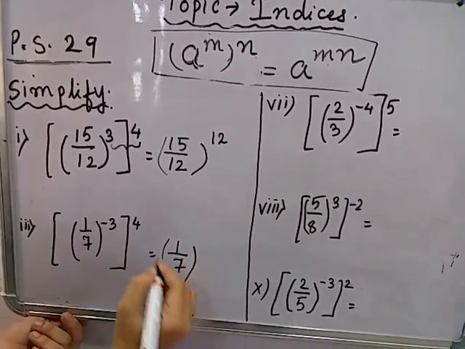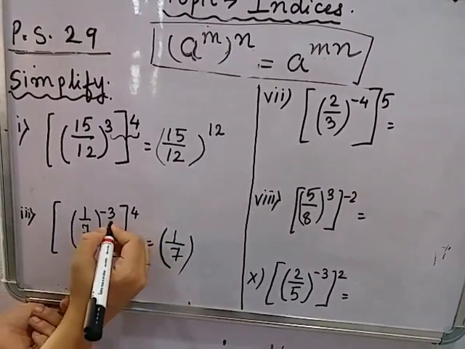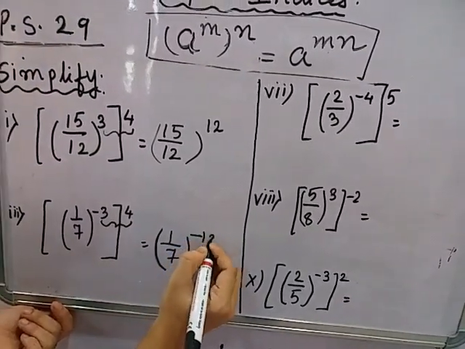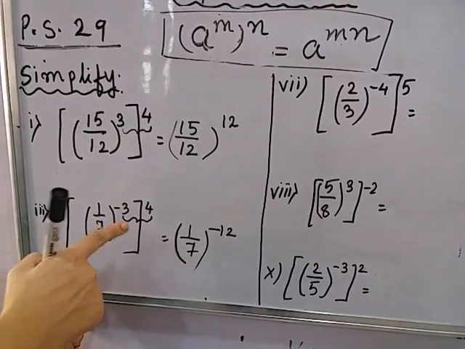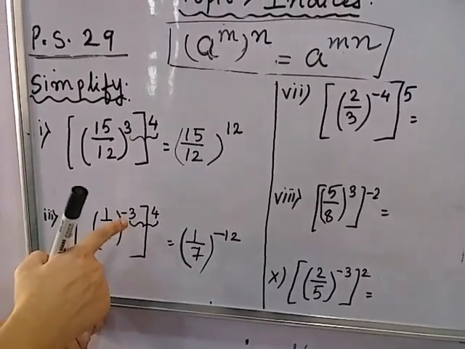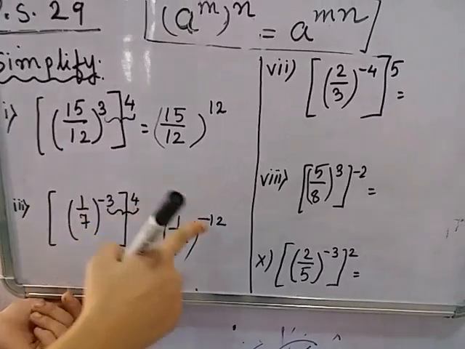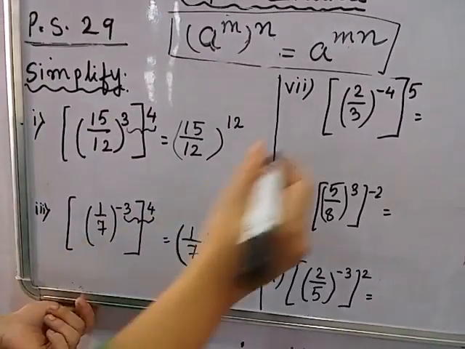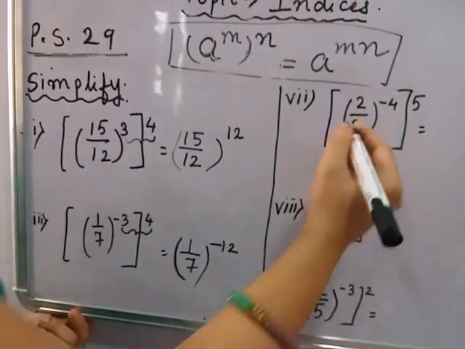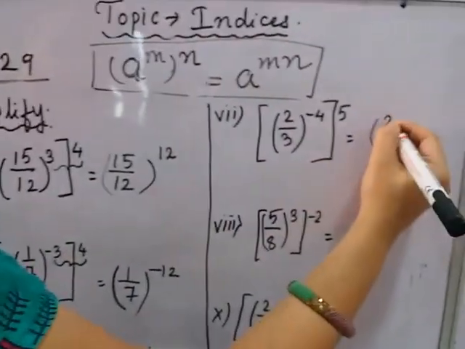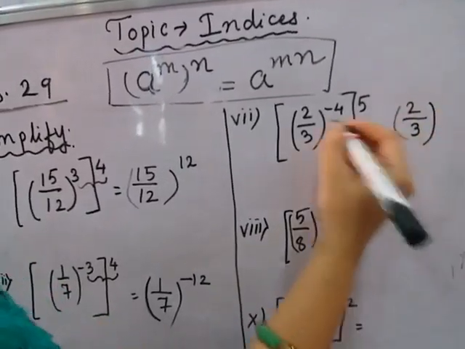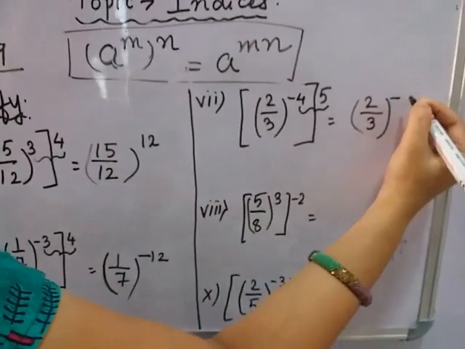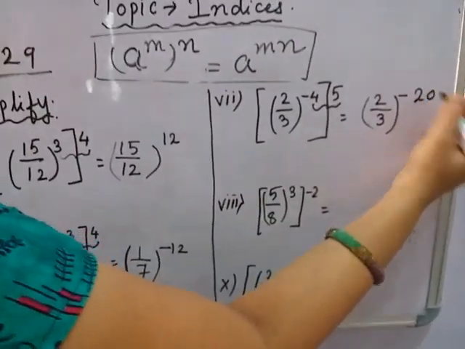Yes, 1 upon 7 is the base. And tell me this multiplication. Negative 3 multiplied by 4. Yes, it is negative 12. According to the multiplication of integers, if one number is negative, your answer is in minus, in negative. Okay, let's see the next one. Yes, what is the answer here? What is the base? 2 upon 3. And what is the multiplication of negative 4 into 5? Yes, it is negative 20.